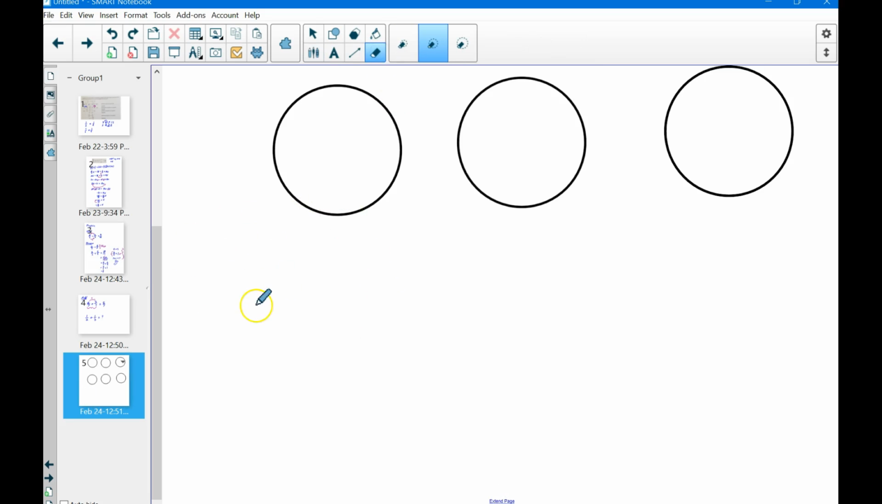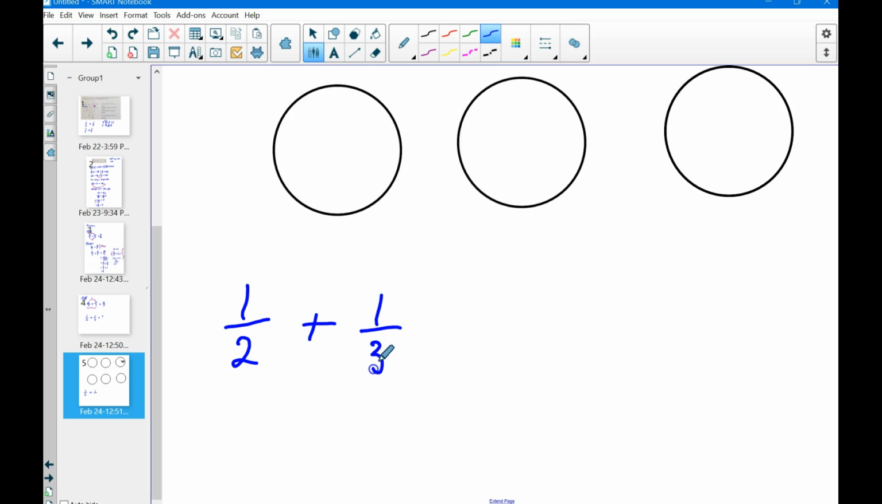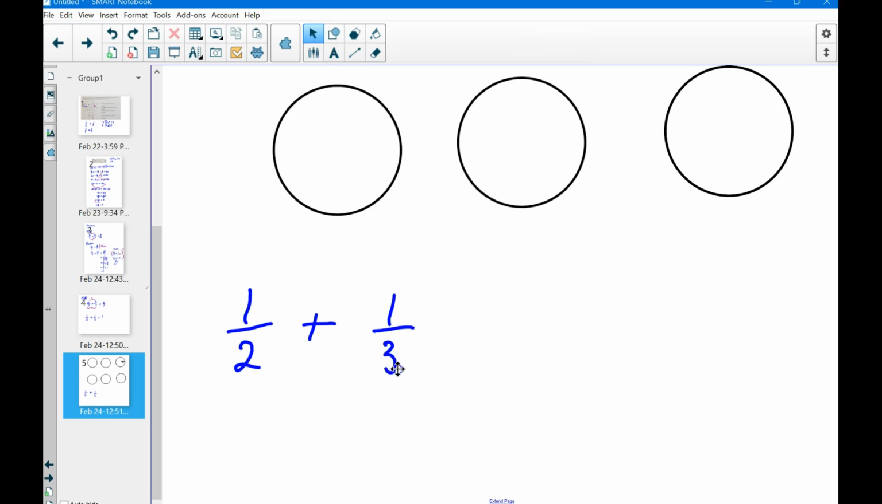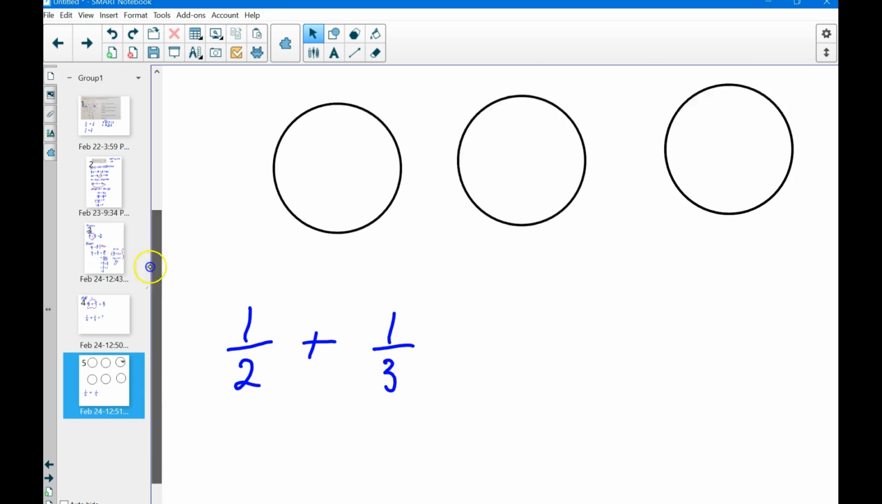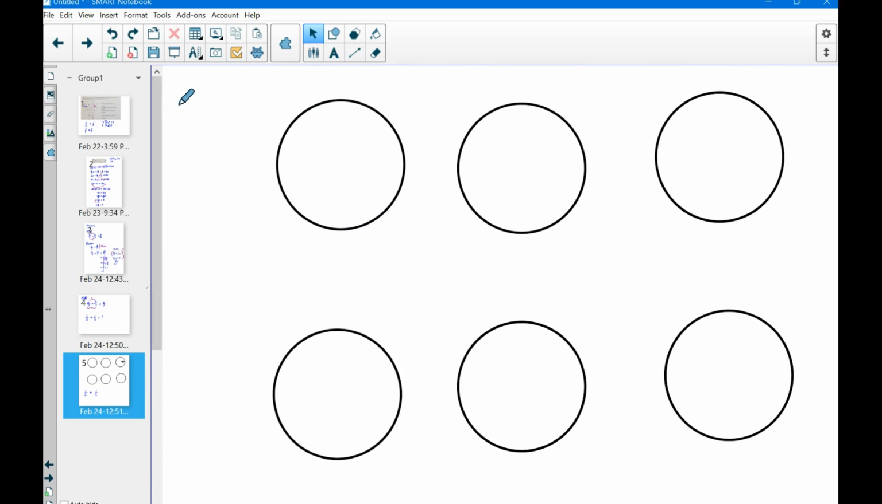So we're going to have 1 over 2 plus 1 over 3. Okay, so let's check something out here. Good. And we're good. So now up here in the circles, let's have a look at these circles.